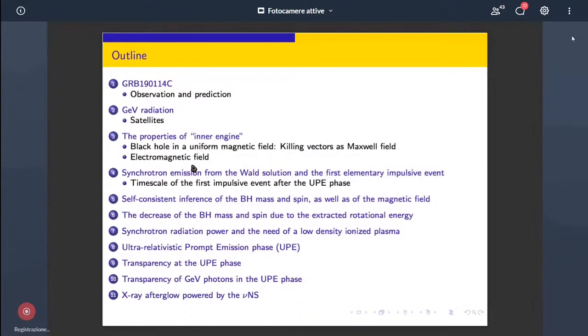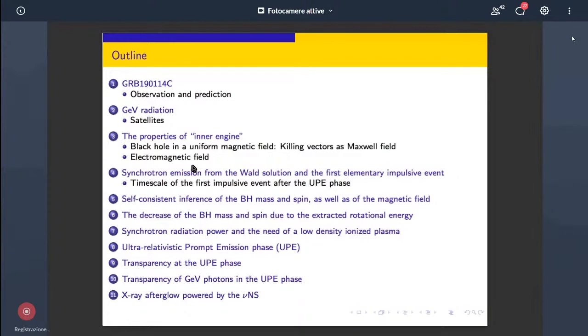We have tested other GRBs like 130427A, which also revealed very good, very reliable data, but this one has a more complex set of data. So first I introduce GRB 190114C, the observation and the prediction based on our model, what we predicted and what we saw later about this GRB. Then I introduce the GRB radiation and the satellites that have observed these GRBs, the most important one being the TeV radiation recently observed by the MAGIC collaboration. Then, based on this observation, I will introduce the properties of the inner engine which can explain this data set in this GRB.